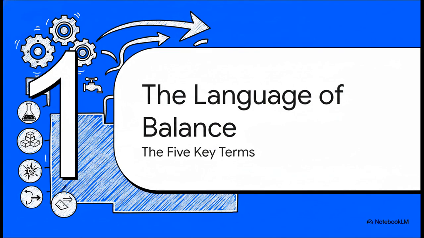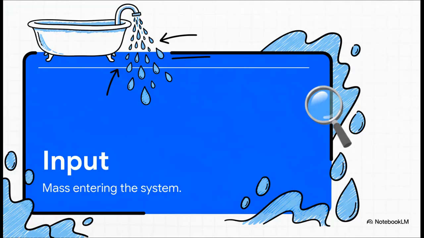So to really wield this principle like an engineer, we need to speak the language. And luckily, there are only 5 key terms we need to learn to describe exactly what's happening to mass inside any given system. First up, you've got input. This one's pretty simple, right? It's just any mass that crosses the boundary and comes into our system. The best way to picture this is filling up a bathtub. The water flowing in from the tap, that's your input.